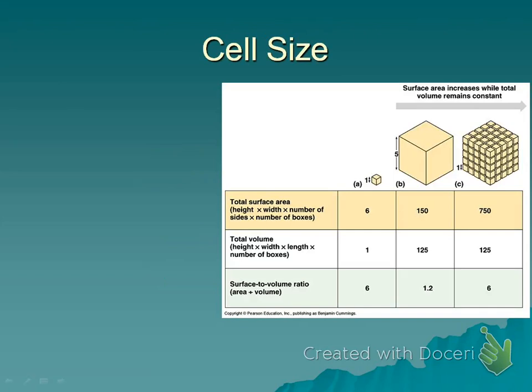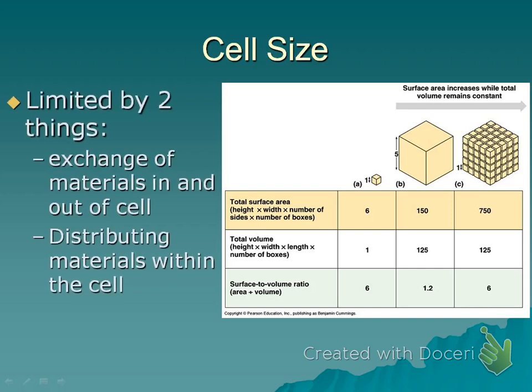So all cells can only be a certain size, and they're limited basically by two things. First off, the exchange of materials in and out of the cell, and then also distributing materials within the cell. And that's what this graph is showing. Now basically, if you look at this table here, the total surface area is actually way larger if we're using very small, very individual cubes.